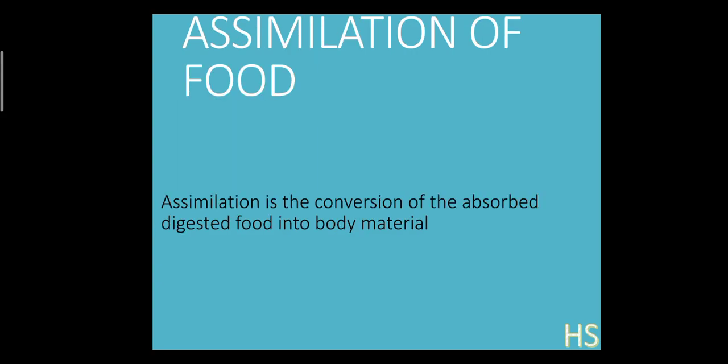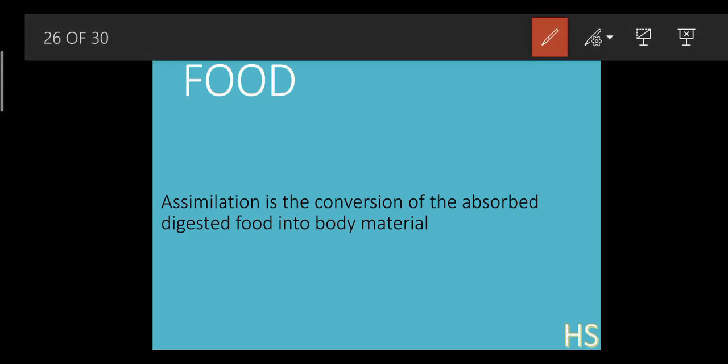Now, assimilation of the food. Assimilation of food is the conversion of the absorbed digested food into body material. Whenever we eat food, suppose bodybuilders, what is the diet of the bodybuilder? They take in a lot of protein. As they take a lot of protein, it helps to build up their body.